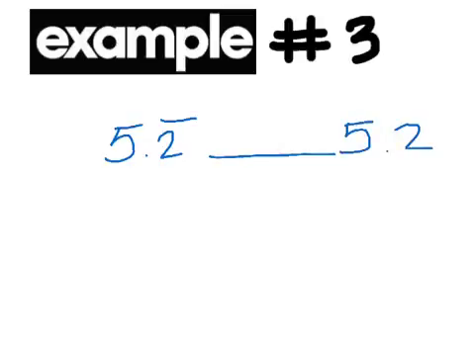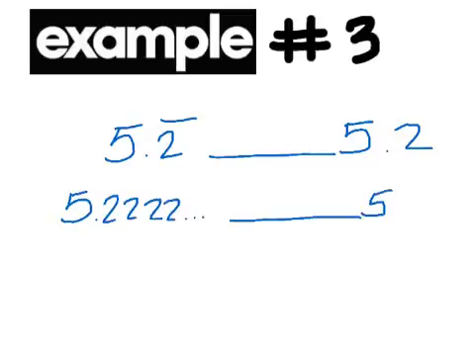Example number 3. 5.2 repeating is what in comparison to 5.2? 5.2 repeating would be something like this. And the 3 dots means it goes on forever. The 5.2 stops at 0.2. Which one would be greater? Yeah, 5.2 repeating would be greater.